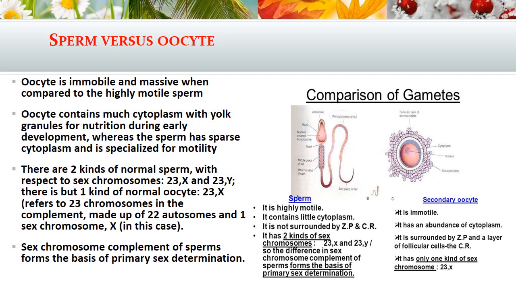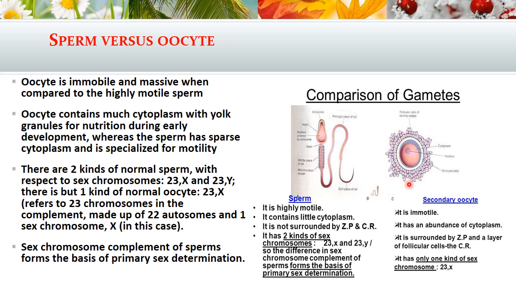If we compare the two gametes, that is in the females and the males, the female gamete is immobile and massive as compared to the motile sperm. The sperm has the head with the acrosomal cap, the neck and the middle piece with all the mitochondria, which gives its energy for motility, and a long tail.